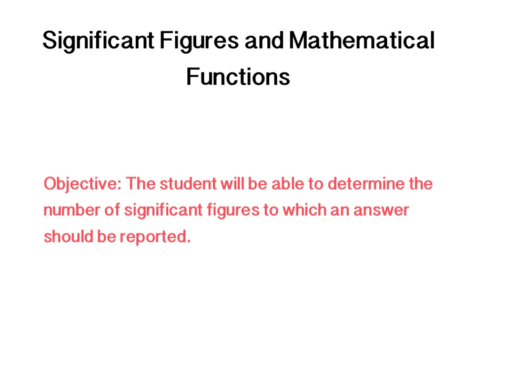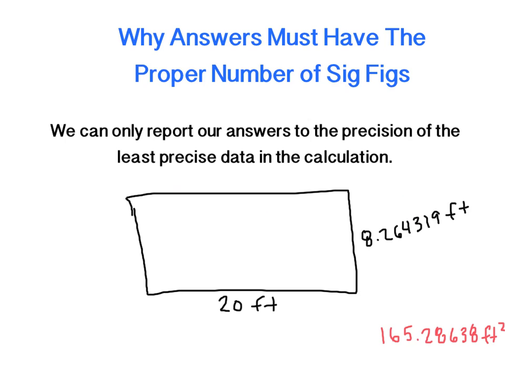Today we're going to be talking about significant figures and mathematical functions, and I want you to be able to determine how many significant figures your answer should be reported in when you do a mathematical function. I want to talk about the reason why we have to have the proper number of sig figs in our answers. Well, the reason is that we can only report our answers to the precision of the least precise data that's given to us in the calculation.